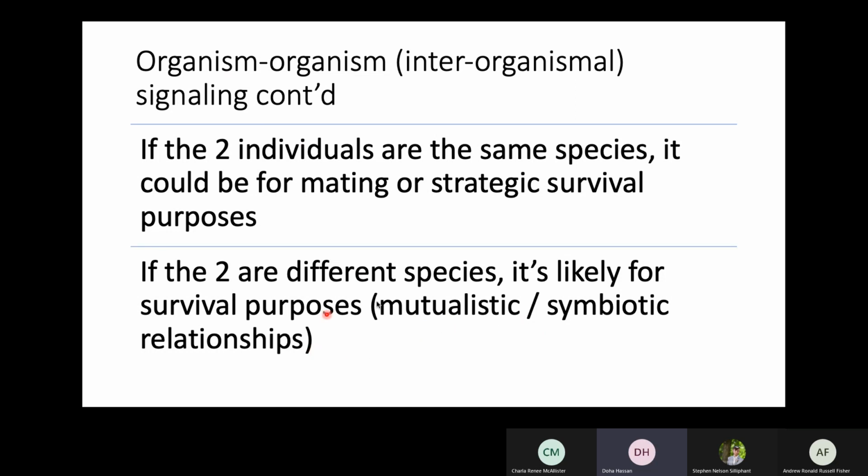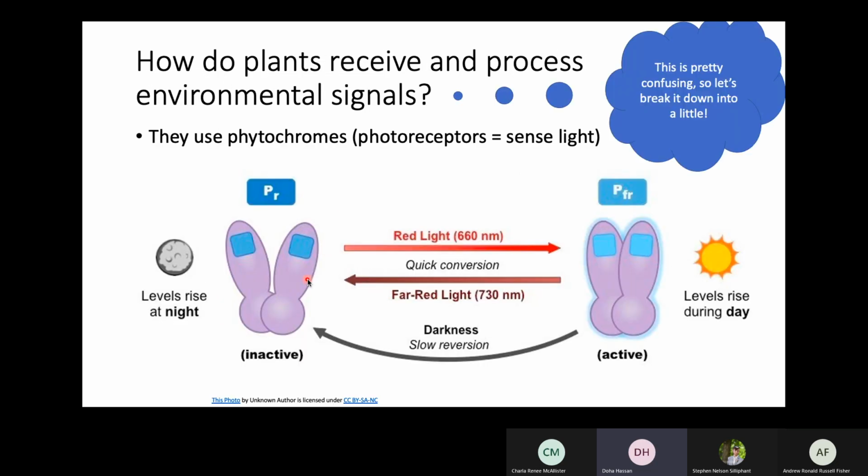And of course, they're definitely sending signals between each other, right? The fungus is sending signals to the plant, and the plant is sending signals to the fungus. And that's all for the purpose of this collaboration. So that's just outlining the two differences between whether signaling is happening between individuals in the same species or in different species.